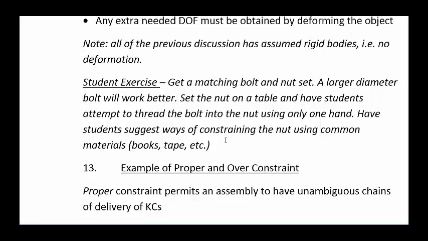So if you could find a bolt and a nut, a larger diameter is better, set the nut on the table and have students attempt to thread the bolt into the nut using only one hand. They're going to find out very quickly that because the nut's not constrained, it's very hard to do. And even if you constrain the nut and you don't have some of the freedom constrained on the bolt, it's very hard to align the two.